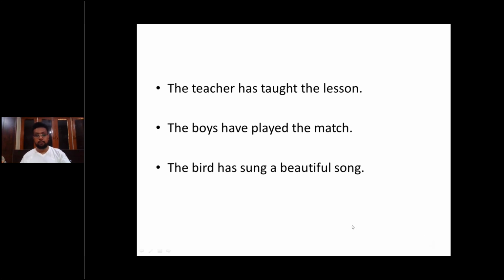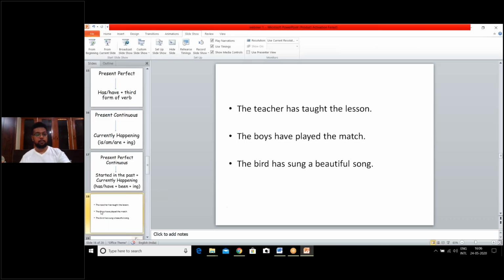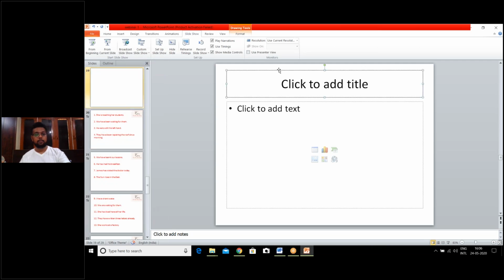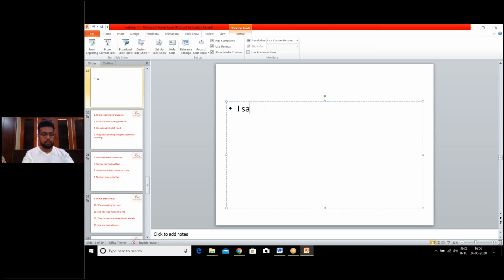Now see here. I have written three forms of this verb. I sing a song, I sang a song, I have sung a song. So can you identify? The first sentence is, kindly write in your chat windows, which tense is the first sentence? Present simple.